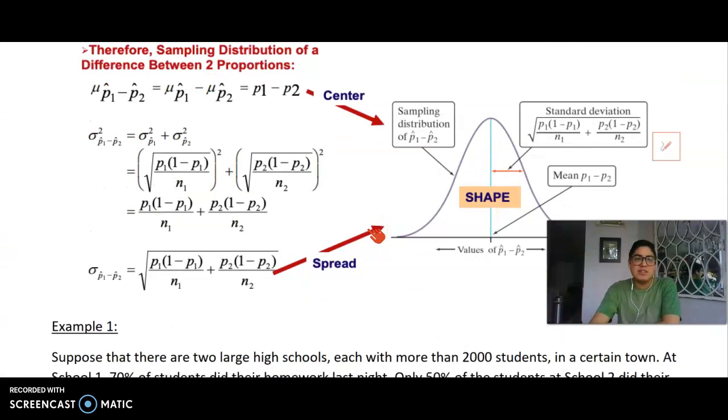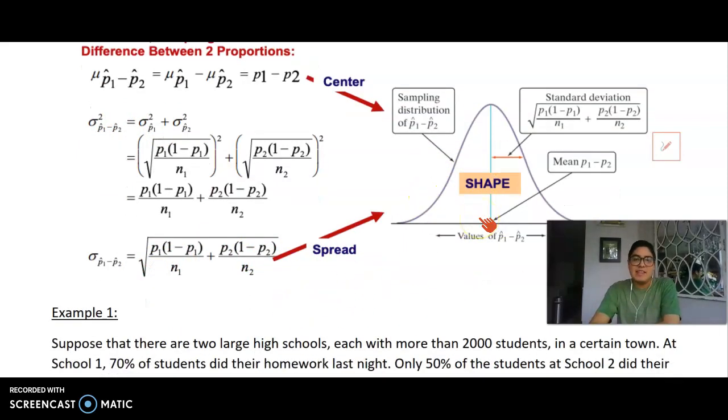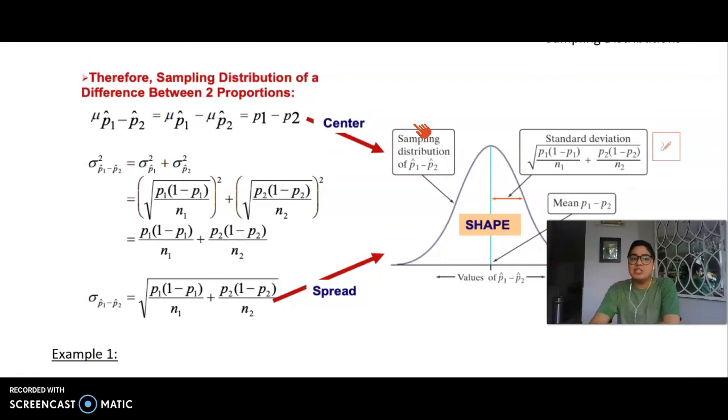Let's get into what this looks like. Let's suppose we have two populations and I want to find their difference. That'll give me the center. Then using the 10% condition and using our Pythagorean theorem of statistics, we can find the average distance, the spread of the distribution, assuming the 10% condition is met. And then lastly, the shape depends on the large counts.